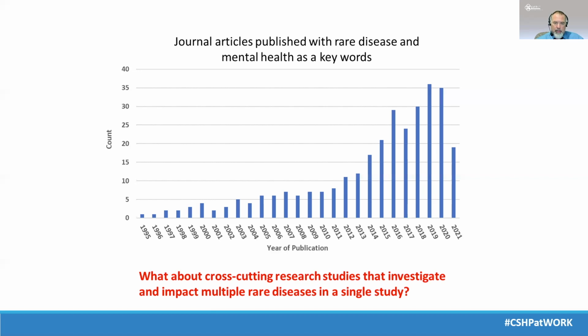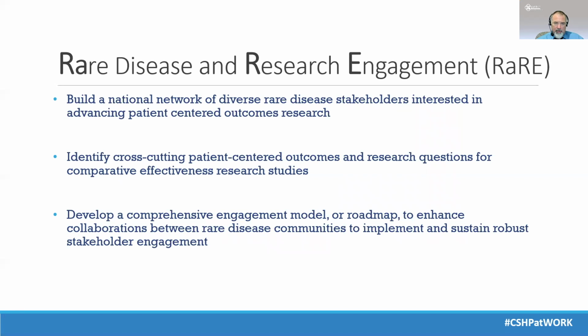And so this was the starting point for our rare disease and research engagement study, or we call it RARE. And so there's three key objectives here in RARE. One was to build a national network of diverse rare disease stakeholders that are interested in advancing PCOR, patient-centered outcomes research, and we've done that. We did a lot of work on the front end. We had a big convening meeting. About 40 or so stakeholders were there, and that's the meeting that I mentioned earlier that Jade and Andrea participated in with us.